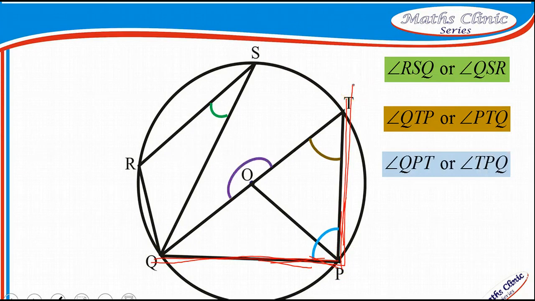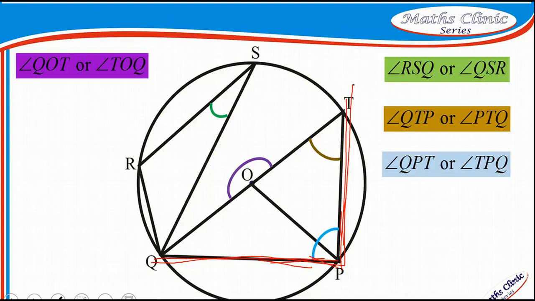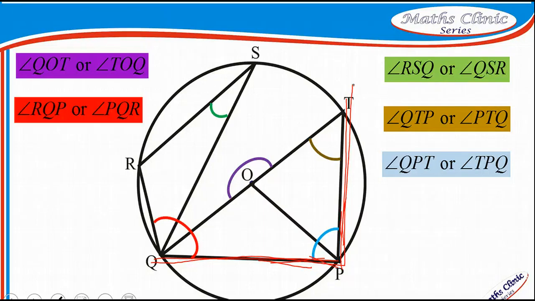What about this one? Okay, so that is QOT or TOQ. Check this one. Look at the angle from the line QR and QP. So how do we name that one? Beautiful.